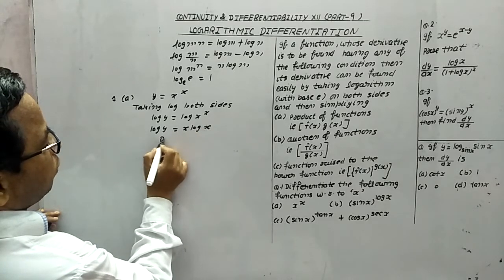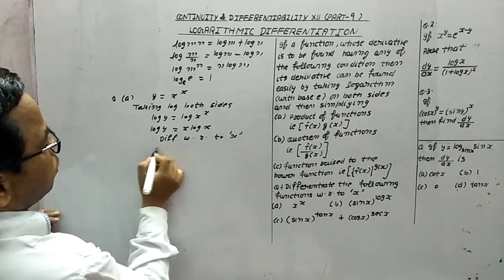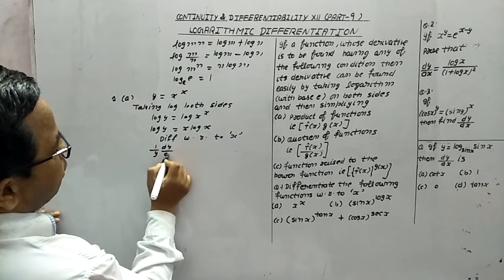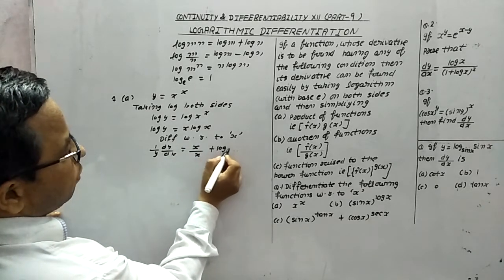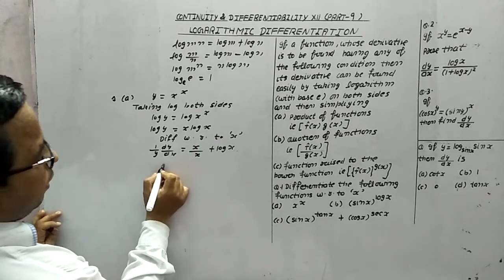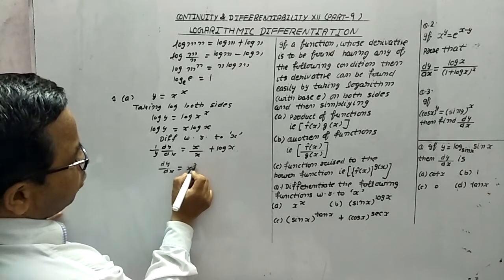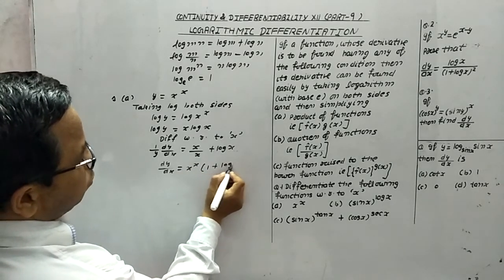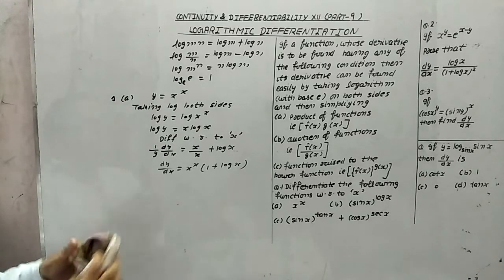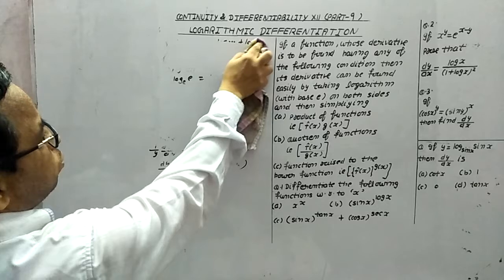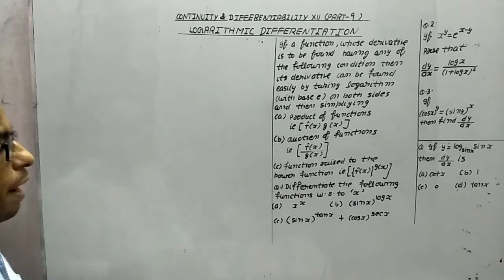Now differentiation with respect to x. Once you do the differentiation with respect to x, what will come? 1 upon y dy by dx, x as it is. What is the differentiation of log x? 1 upon x, plus log x as it is. What is the differentiation of x? 1. It means dy by dx is equal to y. Y will go to that side. It means x raised to power x times 1 plus log x. So this is the way to do the differentiation if we have a variable raised to power variable. These log rules I explained are also important to find the derivative.